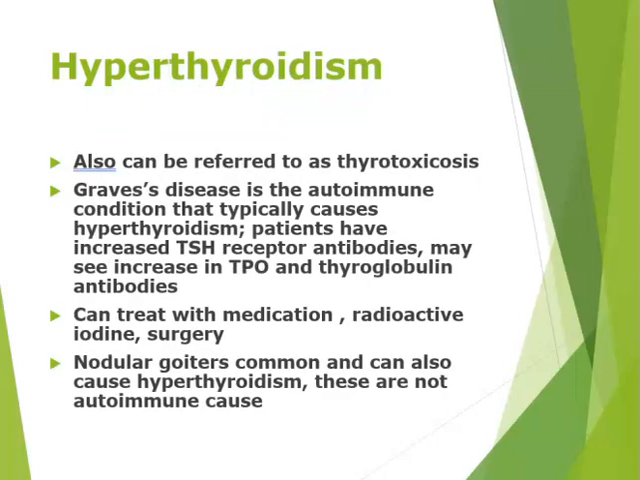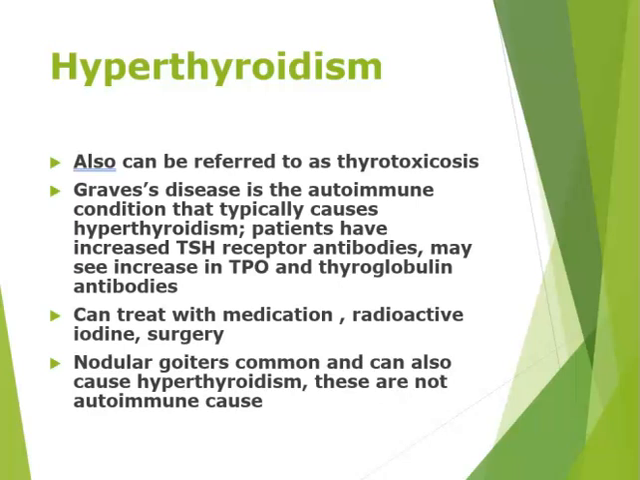Now let's talk about hyperthyroidism. It's also known as Graves' disease, and it's also an autoimmune condition that typically causes hyperthyroidism. Patients have increased TSH receptor antibodies and may see increased TPO and thyroglobulin antibodies. You can treat hyperthyroidism with medication, radioactive iodine, and surgery. Nodular goiters are common and can also cause hyperthyroidism.